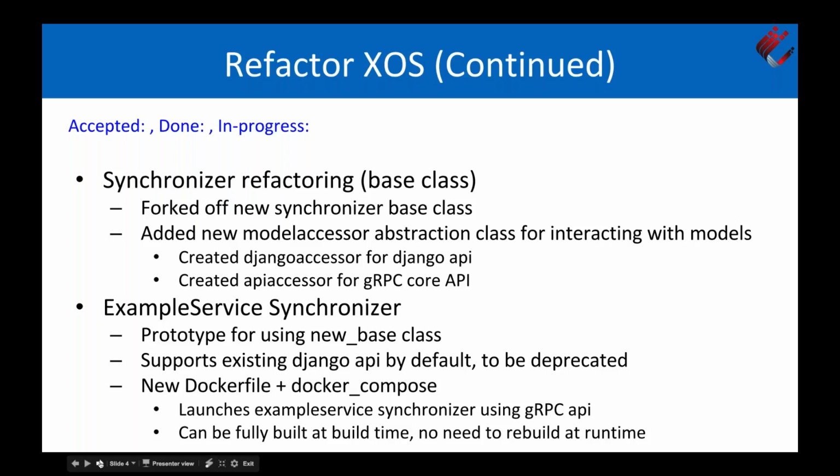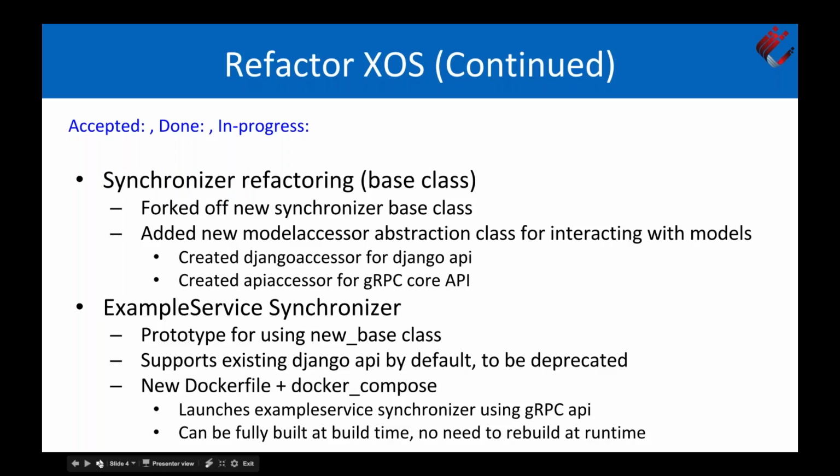This base class introduces this new shim layer called the model accessor that's used to abstract out any peculiarities of the API. So there is a Django accessor that allows the synchronizer to be used with Django. We'll be deprecating that out as soon as everything is converted over. And then there's an API accessor that allows the synchronizer to be used with the gRPC core API. We got one synchronizer converted over to the new base class, and that's the example service synchronizer.